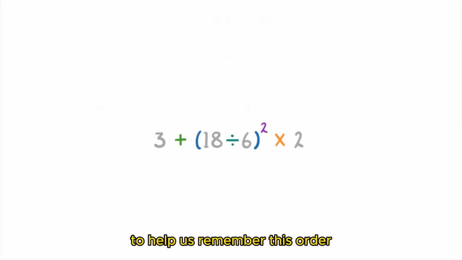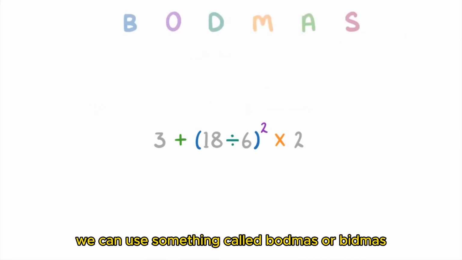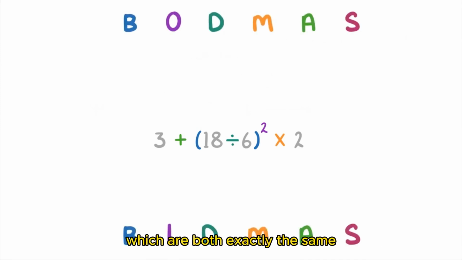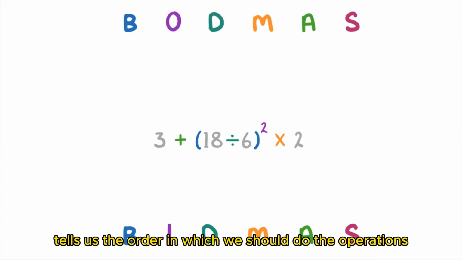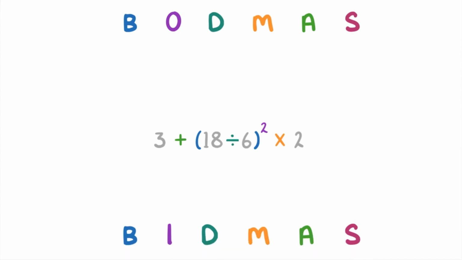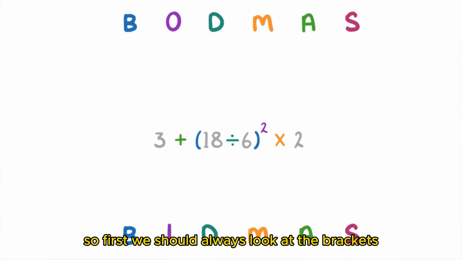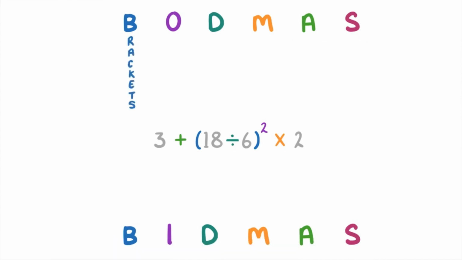To help us remember this order, we can use something called BODMAS or BIDMAS, which are both exactly the same, except for the second letter, where it can be an O or an I, depending on which one you've learned. Each letter stands for a different operation, and the order of the letters tells us the order in which we should do the operations. So first, we should always look at the brackets.